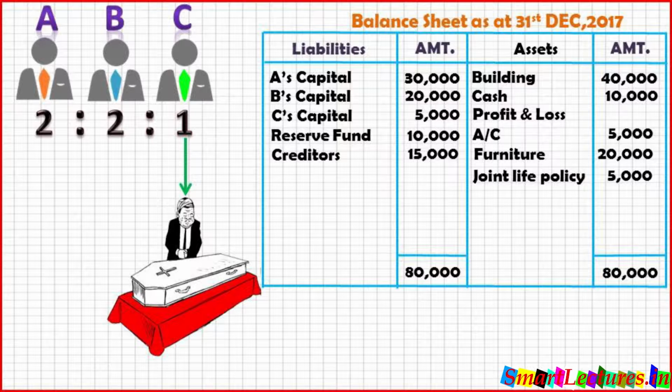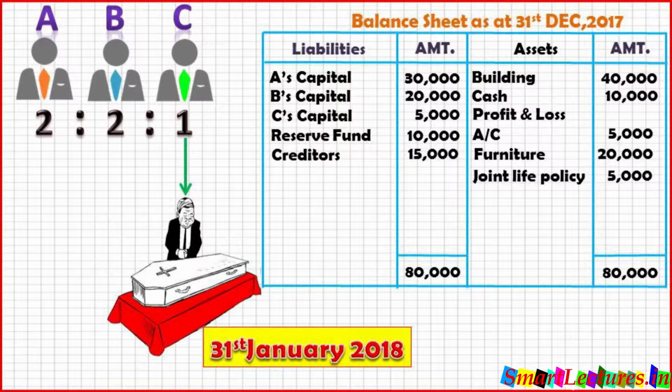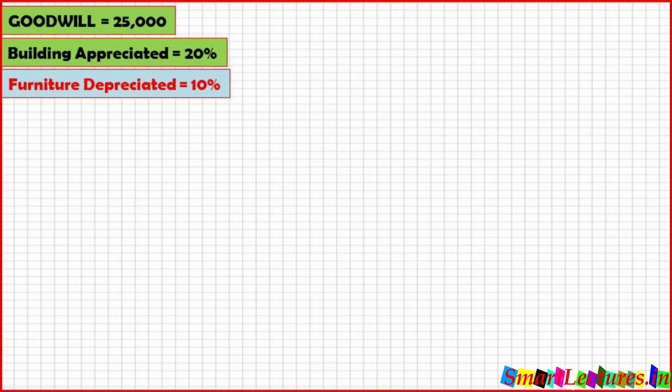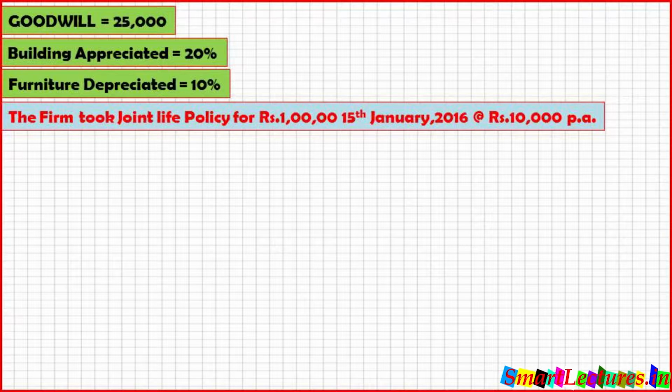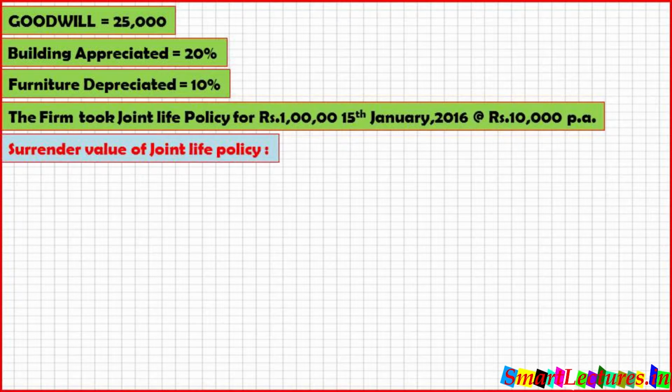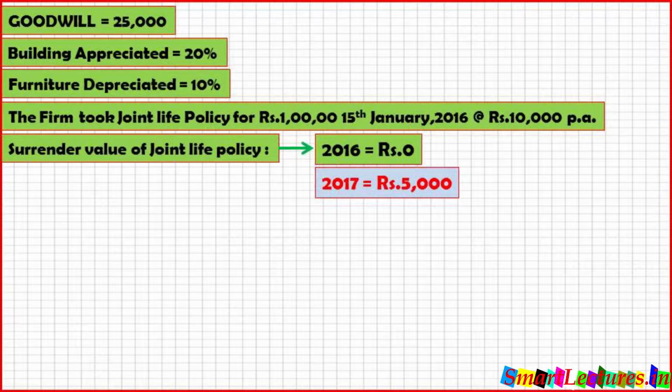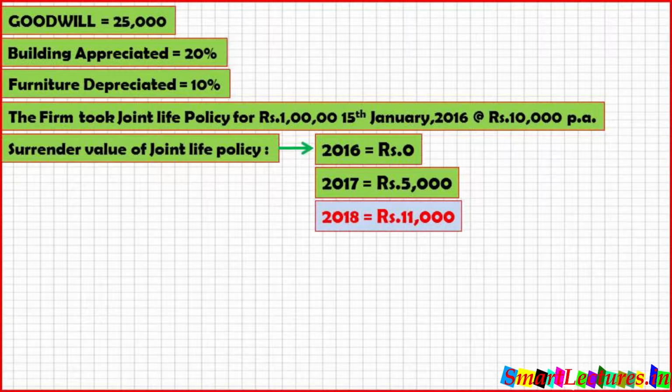C dies on 31st January 2018. Goodwill was valued at rupees 25,000, building was appreciated by 20%, furniture was depreciated by 10%. The firm had taken a joint life policy for rupees 100,000 on 15th January 2016 at 10,000 rupees per annum. The surrender values of the policy were 2017, 5,000 rupees, 2018, 11,000 rupees, 2019, 18,000 rupees.